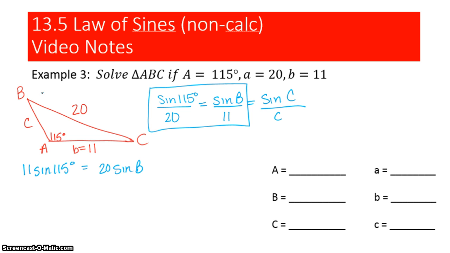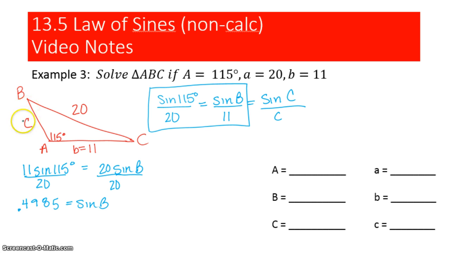Okay, now I'm solving for B. This is new this time, so I need to get sine B by itself. So to do that, I'm going to divide by 20. So now I have sine B on the right, and type the left side into your calculator. So 11 sine 115 degrees, close your parentheses, divided by 20. And I'm going to write out a few decimal places here. This is 0.4985. 0.4985 is the sine of B.